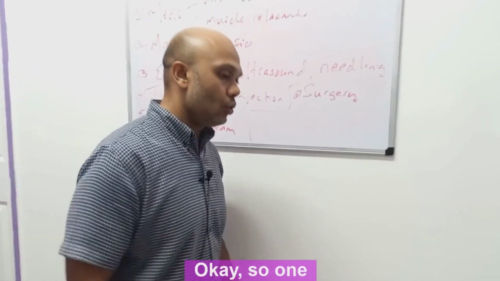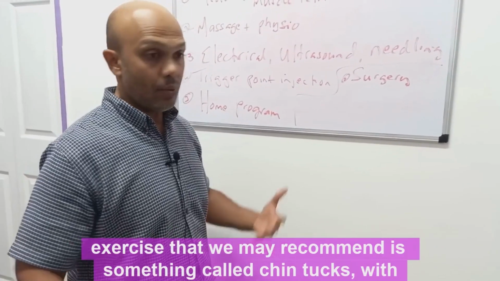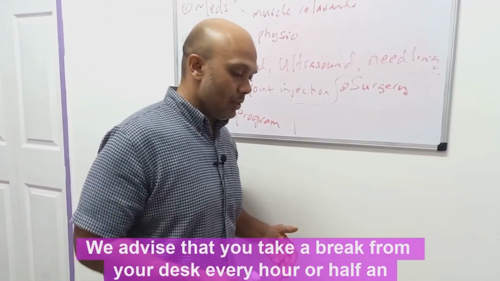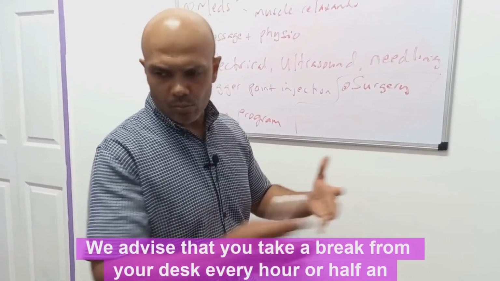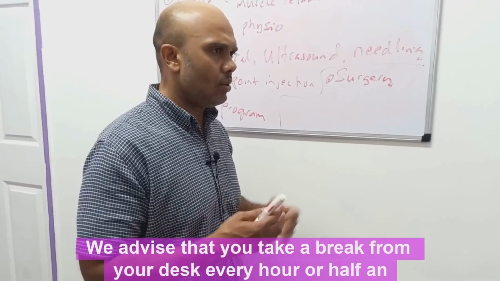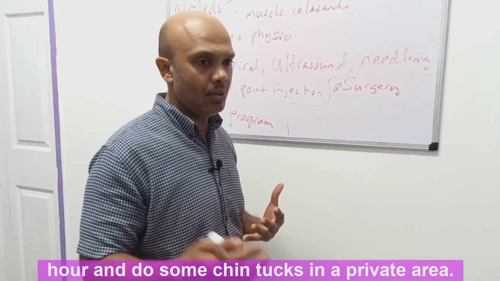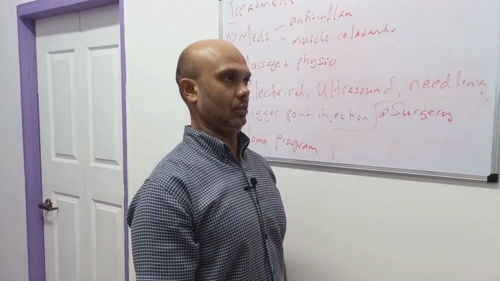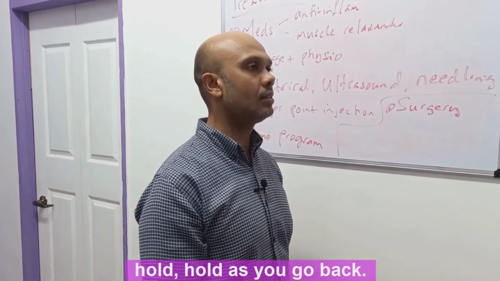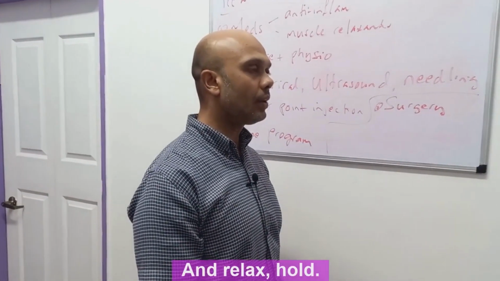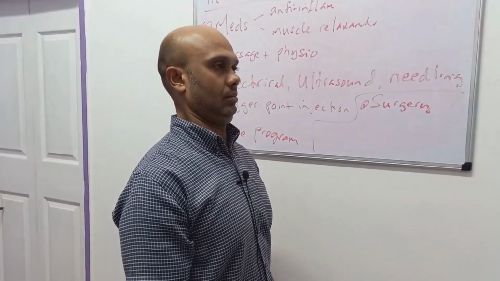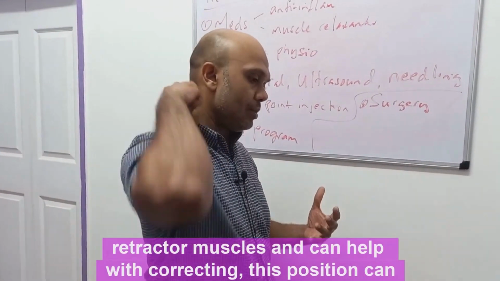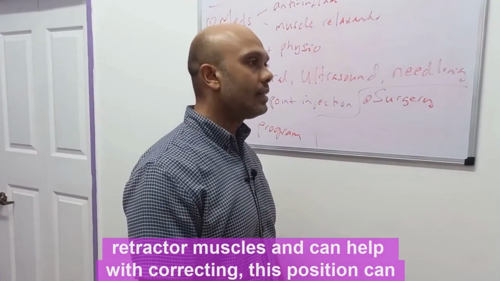Okay, so one exercise that we may recommend is something called chin tucks. With the chin tuck exercise, we advise that you take a break from your desk every hour or half an hour and do some chin tucks in a private area. So how the chin tuck is done: hold as you go back, and relax. Hold, relax. Okay, so this helps with the cervical retractor muscles and can help with correcting this position.